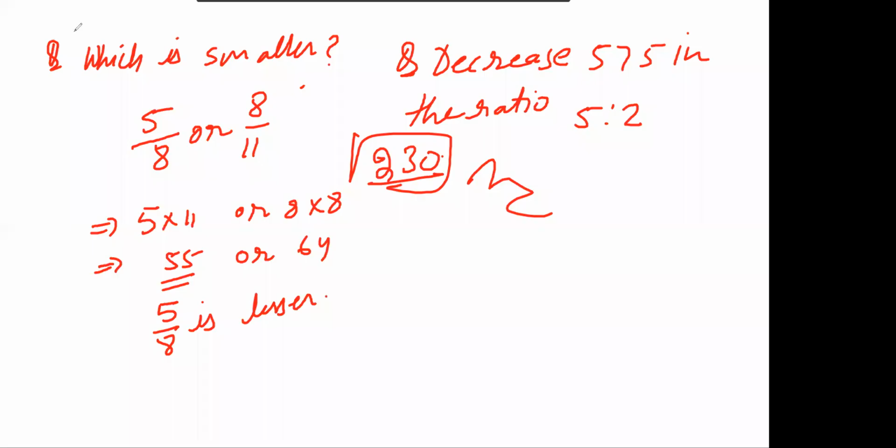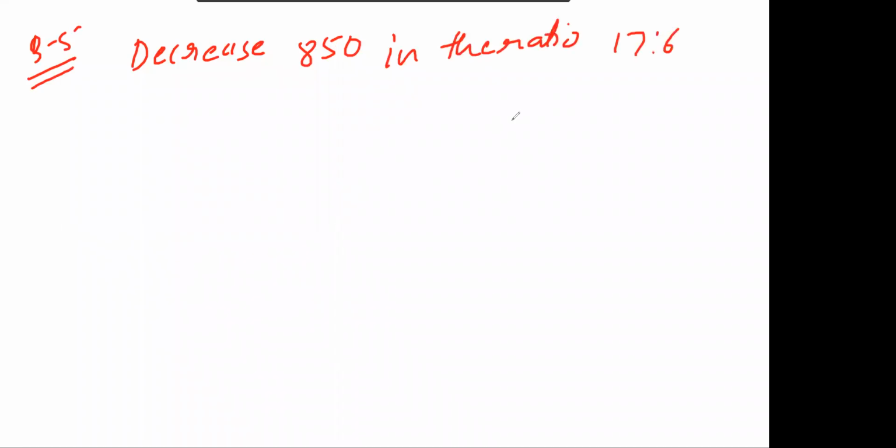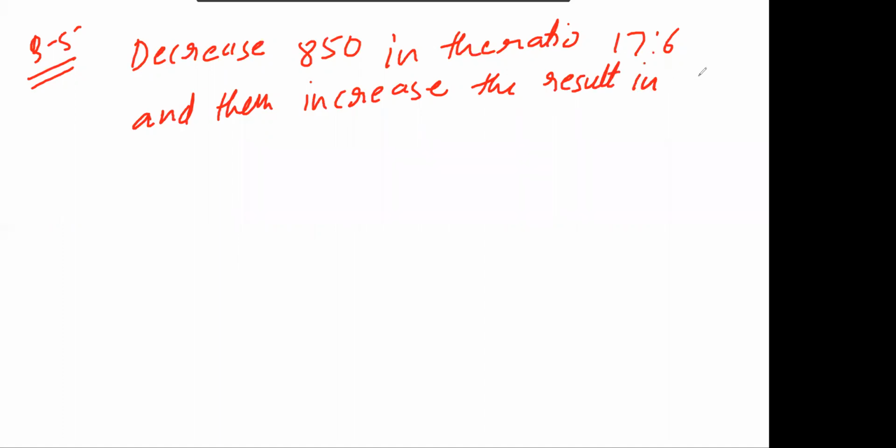Let us do question 5 now. Question is saying decrease 850 in the ratio 17:6, and then increase the result in 5:9. So beta, in this question there are two parts.